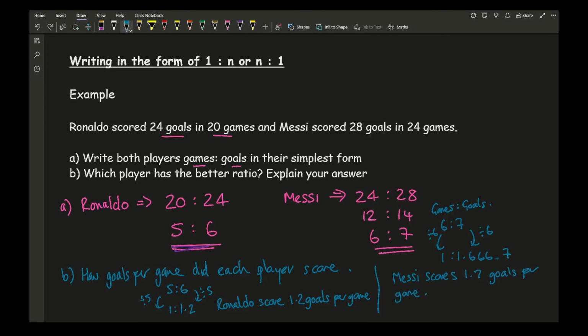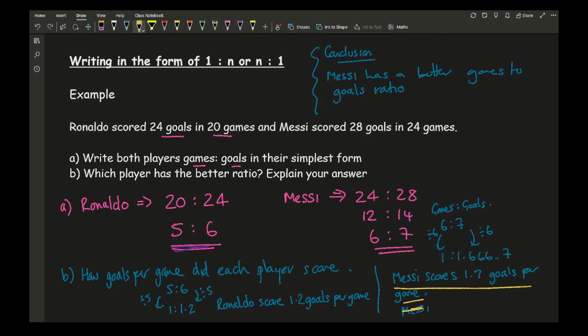So therefore, which plays better? Messi. Let's write it over here. So apologies for the presentation. So here, the conclusion or the final answer would be that Messi has a better games to goals ratio. Now again, one thing that I would probably recommend that you do is quote their goals per game. So let's just get rid of that and show your working out on how you've actually got those values.